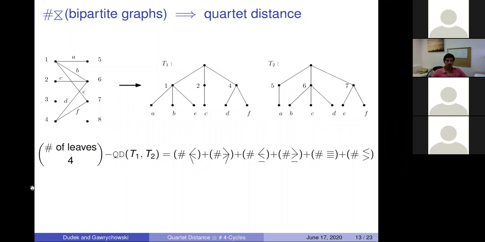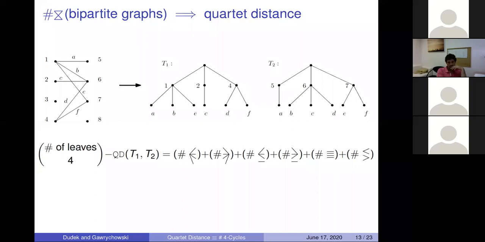So this reduction is very natural. You take your graph and you create 2 trees, T1, T2. They have roots. Nodes on the left become children of the root in T1, and nodes on the right become children of the root in T2. Okay, and now if you have an edge A connecting nodes 1 and 5, you add a leaf with label A connecting it to 1 and 5 on the other side. So that's the whole reduction. Okay, those are the 2 trees.